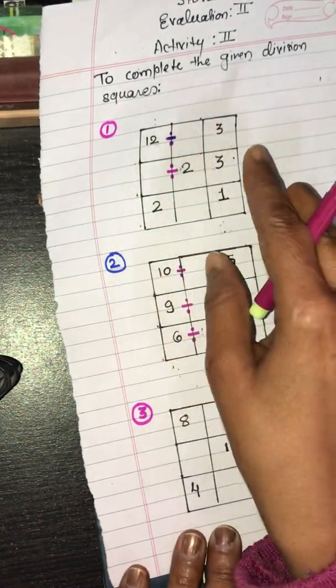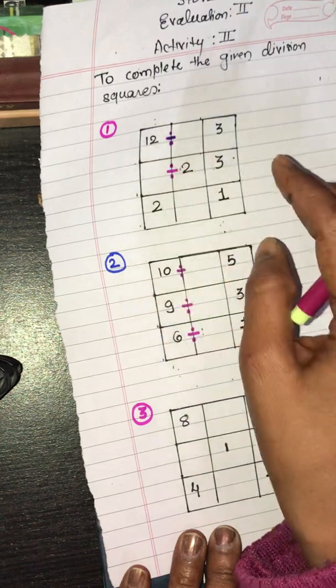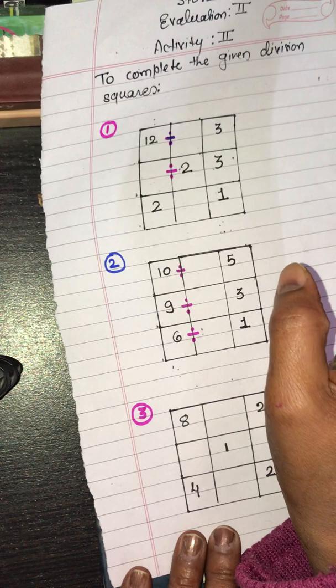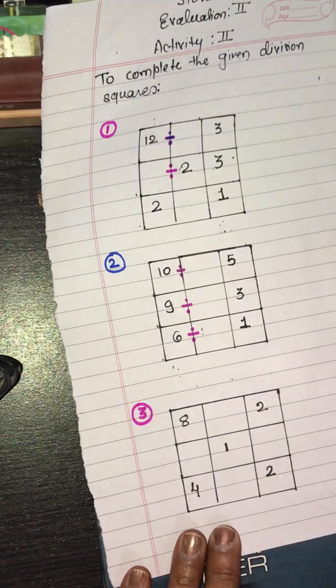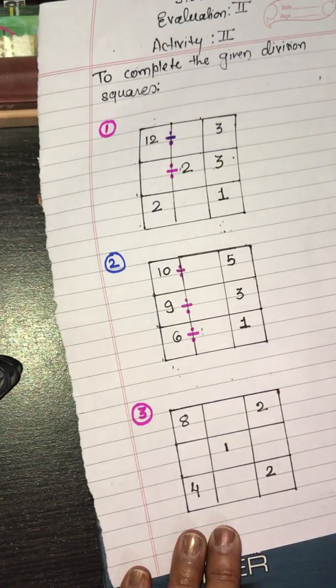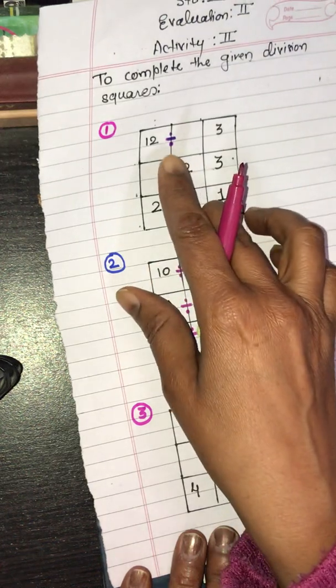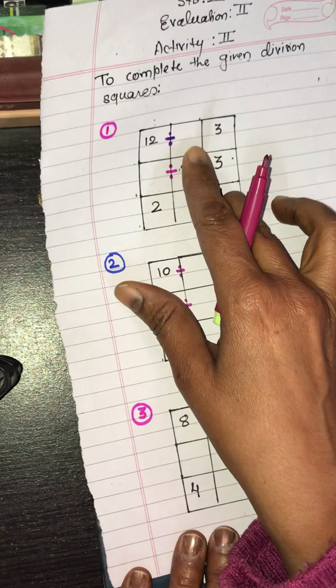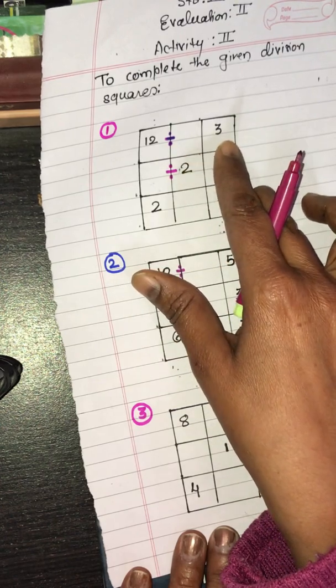In this square, somewhere the dividend is given, somewhere the quotient is given, somewhere the divisor is given, and with the help of the given divisor, quotient, or dividend, we have to find out the third box, which is the incomplete box. Now let us see the first one, which is given as 12 divided by a blank box, and here the answer given is 3, that the quotient is 3.